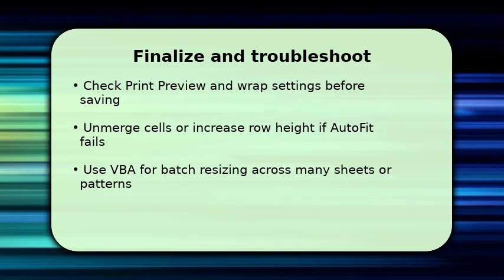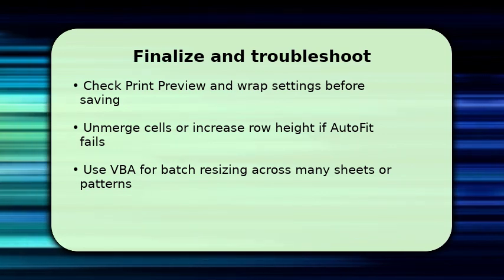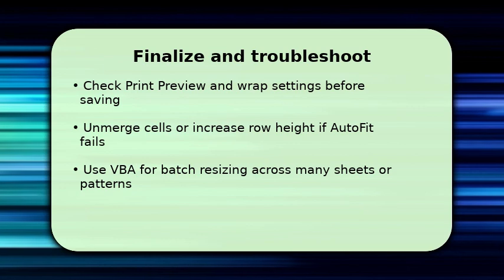Finish by reviewing your sheet in normal and page layout views to ensure heights behave in printing and viewing. If auto-fit doesn't expand a row, check for merged cells, unmerge or manually set a larger height. Merged cells prevent auto-fit. Make sure wrapping is enabled where needed, otherwise content stays truncated.